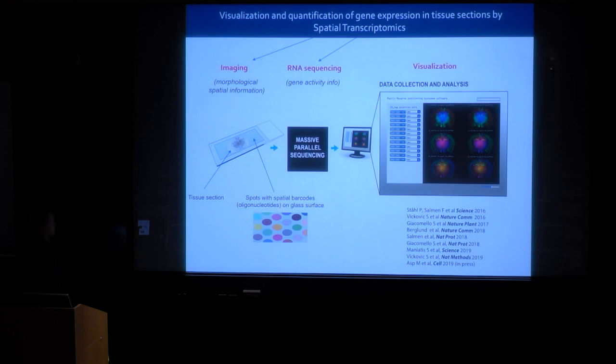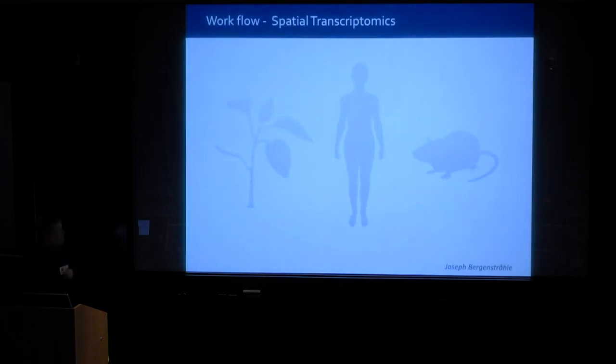So we could then label or barcode RNA from different parts of the tissue section. And then we use RNA sequencing to deduce the sequence of those genes, but also the position of those genes. And then we try to merge these two information sources to visualize the tissue context and the genes being present there. And I'll go through some examples.